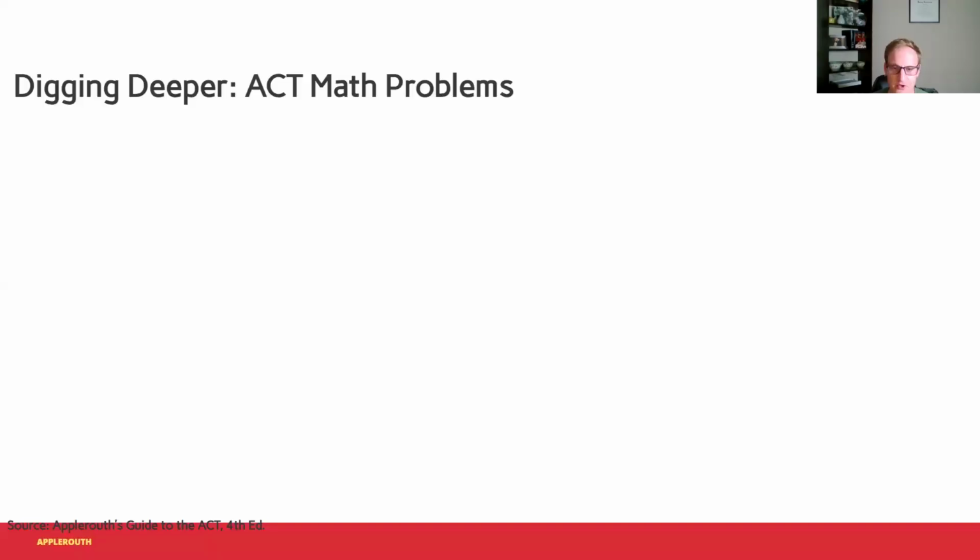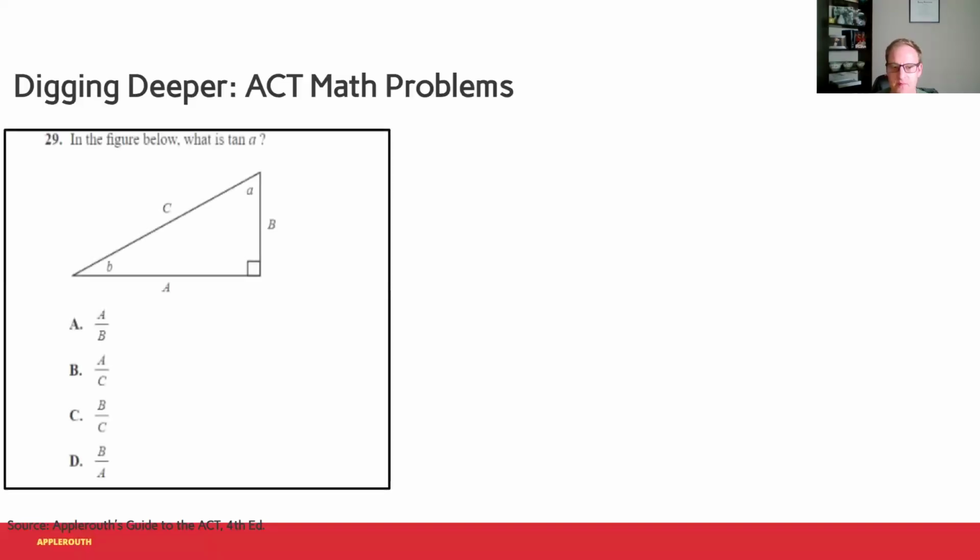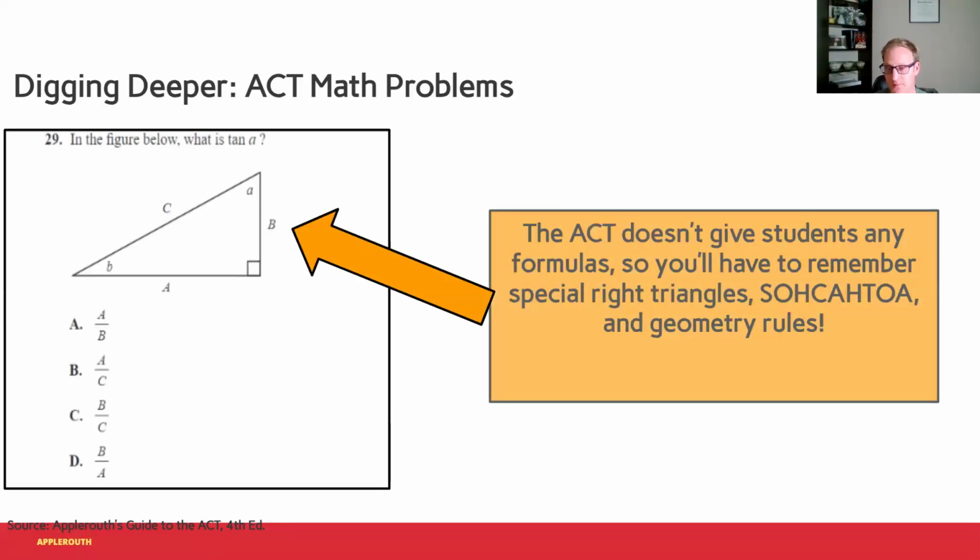Now let's talk about what you're going to see. So a big thing to look out for that a lot of students need a review on is SOHCAHTOA. And a reminder that you do not get formulas, so you have to memorize Pythagoras, but also the special right triangles, 30-60-90 and 45-45-90. Need to know area, perimeter, volume, the difference between circumference, which is 2 pi r, and area of a circle, which is pi r squared.